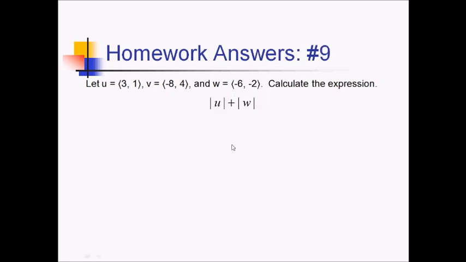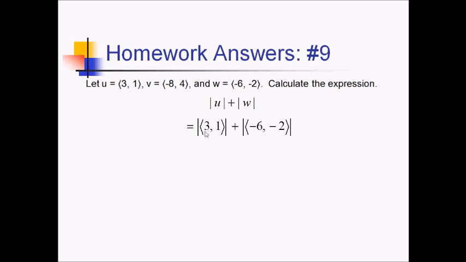For this problem, we're trying to take the absolute value of u and w and add those together. So I have to take care of the absolute value before anything else. Now, absolute value, remember, really just means Pythagorean theorem when you're dealing with vectors. So let me start by writing the component forms, and then we'll go from there. So we've got absolute value of 3 comma 1 plus absolute value of, this will be negative 6 comma negative 2. And again, we're just using Pythagorean theorem on each of these vectors.